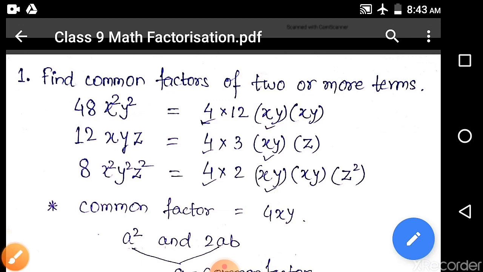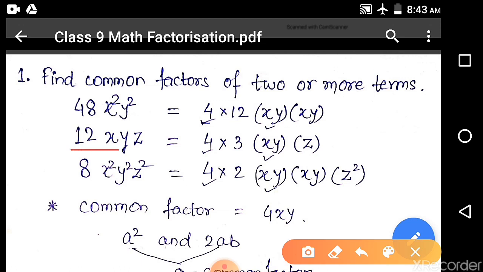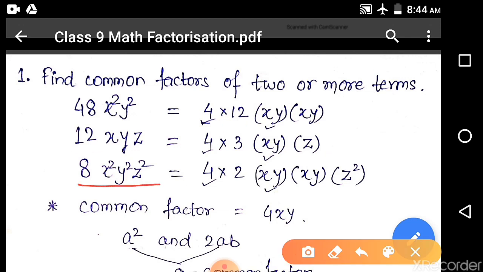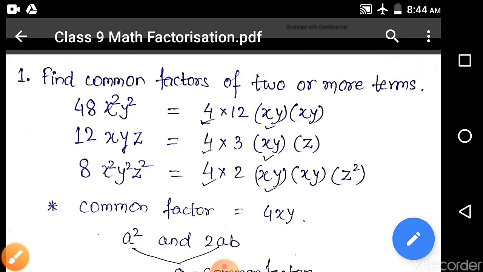Now come to the second term, 12xyz, and the factorization is 4 into 3 into x into y into z. So for those two, what you found, two common factors: 4 is common, and xy is common. Now see the third term, 8x square y square z square, and in the same way we can factorize this term also, 4 into 2 into x into y into x into y into z into z, that is z square.